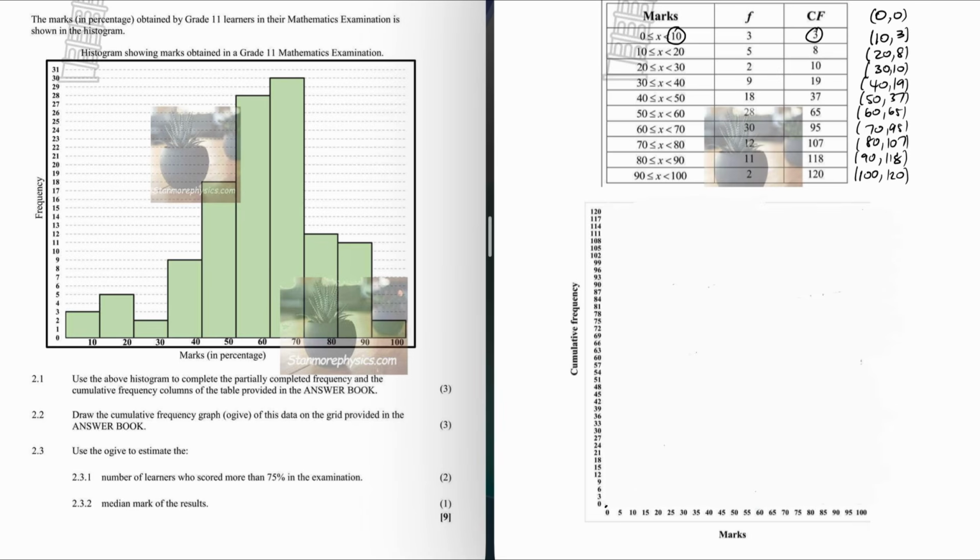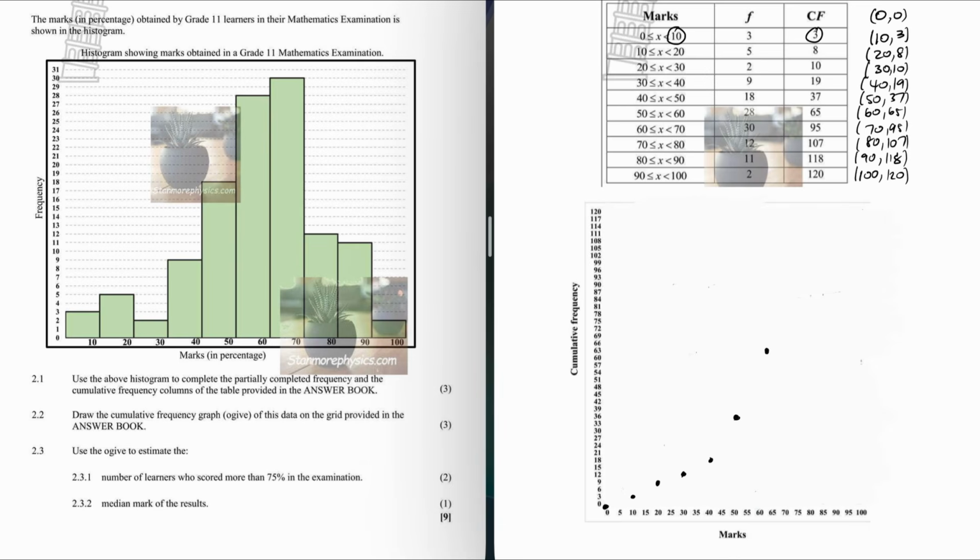So we'll start here. That's the first point. Then 10 and 3 is here. Then 20 and 8, I'm going to estimate here, so roughly there. Then 30 and 10, roughly there. 40 and 19, probably around there. 50 and 37, let's say around there. 60 and 65, probably around here.